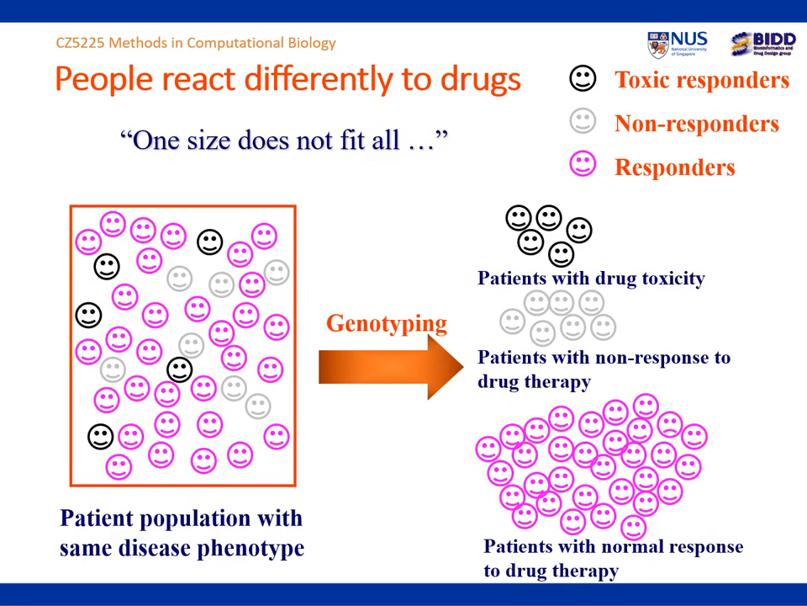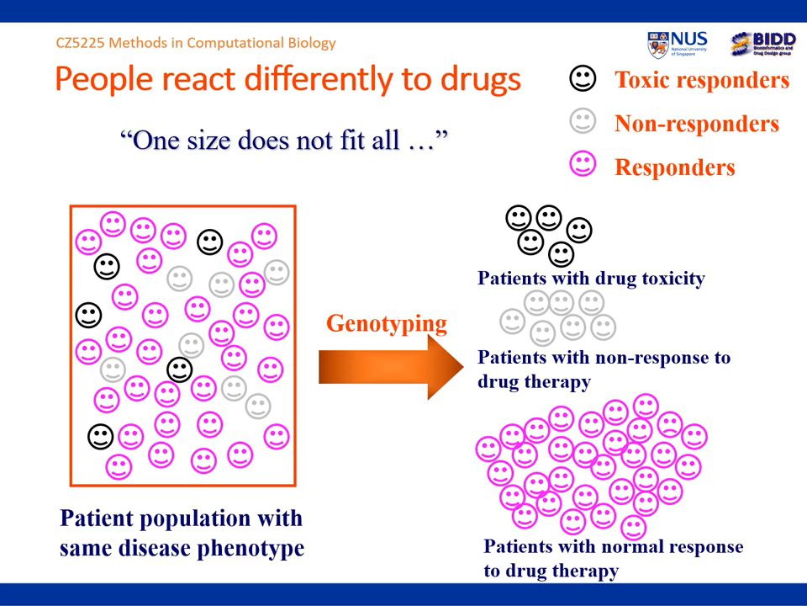So that is called differential drug efficacy. As a drug shows different effects among different individuals, people react differently to drugs. In this diagram, you can see there is a patient population with the same disease phenotype. But we know that there is genetic variation among all the individuals in the human population. So when we genotype them, they are different responders to the drug. Their response varies towards the drug.